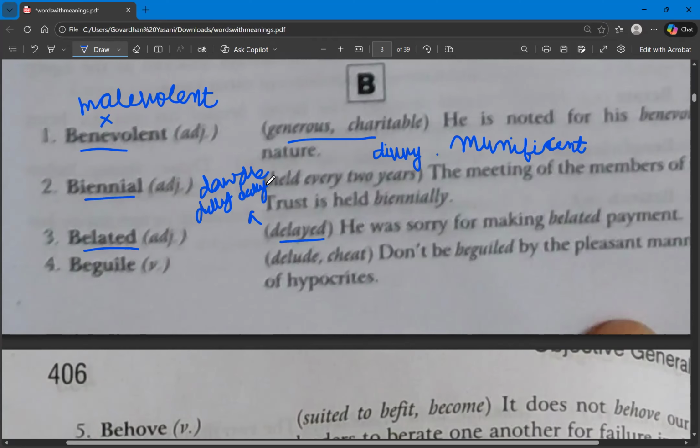And the next one is beguile. Beguile means deceiving. Beguile means deception or cheat or delude. So what does beguile mean? Delude, cheat, or deceive. These are the synonyms for the word beguile.